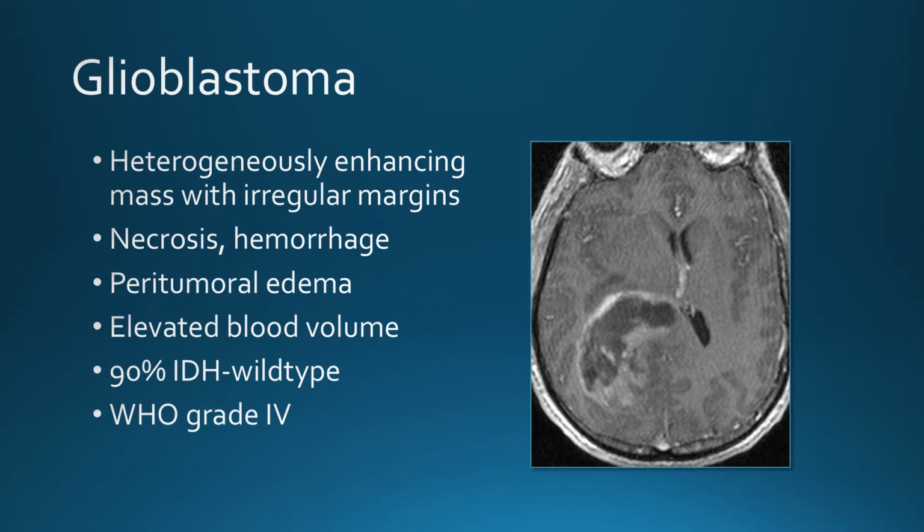These are heterogeneously enhancing masses with irregular margins. They often have necrosis and hemorrhage, a lot of peritumoral edema, and elevated blood volume. Most of these, 90%, are IDH wild type. They're WHO grade 4.